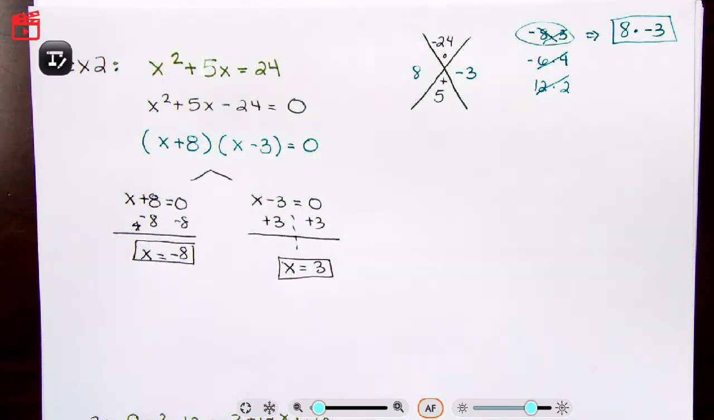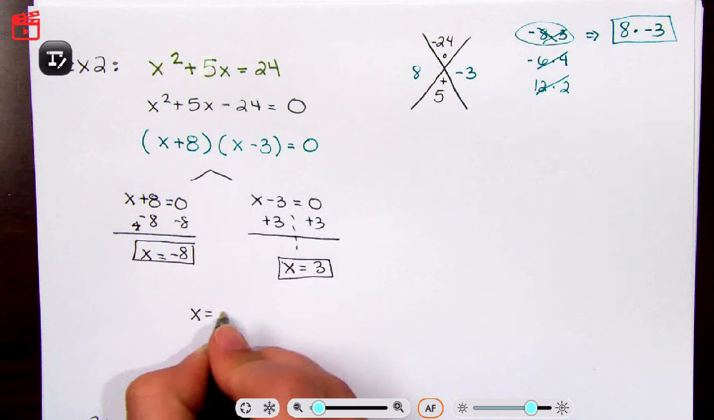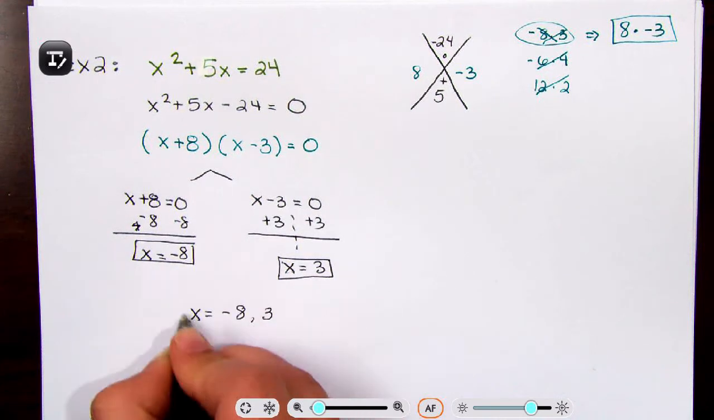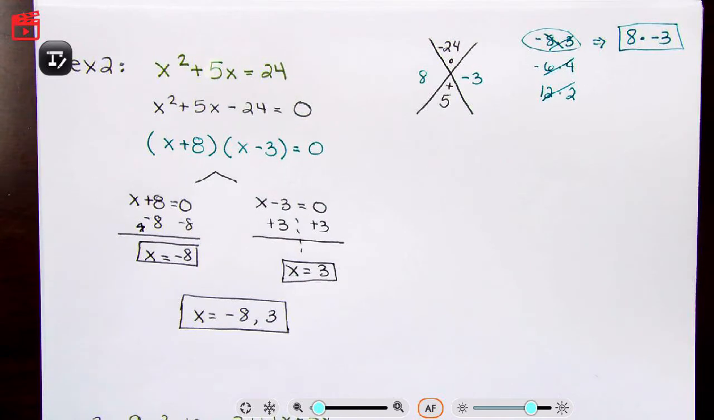Again, you can choose to leave your answers like this. It all depends on what the directions say and what your teacher asks of you. So in my class, you can leave it like that, or you can finish writing it as negative 8, comma 3. Again, this is not a coordinate point. This is just you listing your x values.